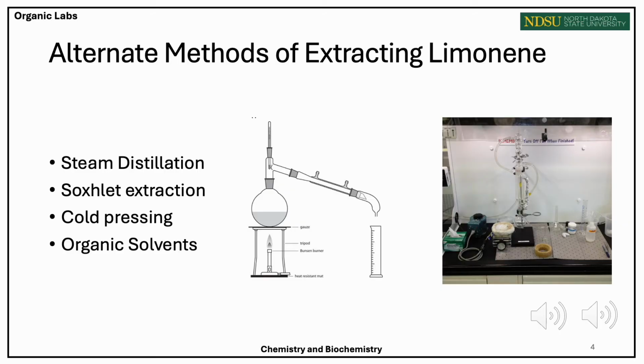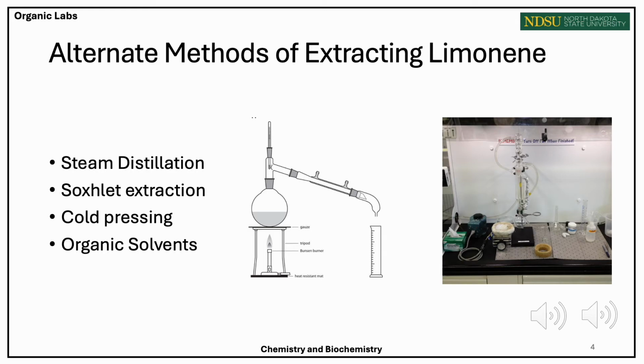There are a few alternate methods of extracting limonene. One is a steam distillation, which we see here. This involves boiling orange peels in water and then distilling the resulting oil in a steam at a temperature below limonene's boiling point. The limonene can be separated from the water because it's not soluble in water and will appear as an oily layer on top.